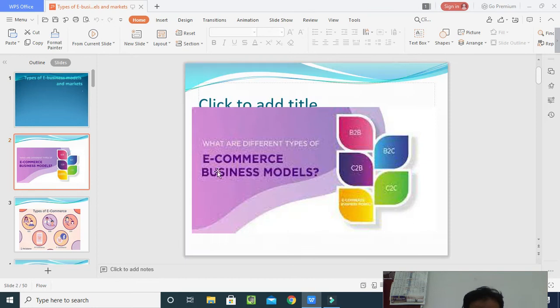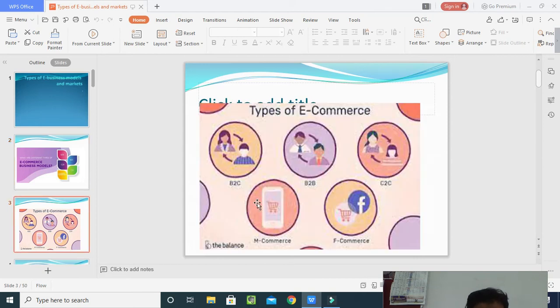As we know, what are the models of e-commerce? That is B2B, business to business, business to consumer, consumer to business, consumer to consumer, business to government, and government to business. Already we have learned that, and once again, just for your brief recapitulation of the technical terms, I am just using this picture. Just have a look on the screen.